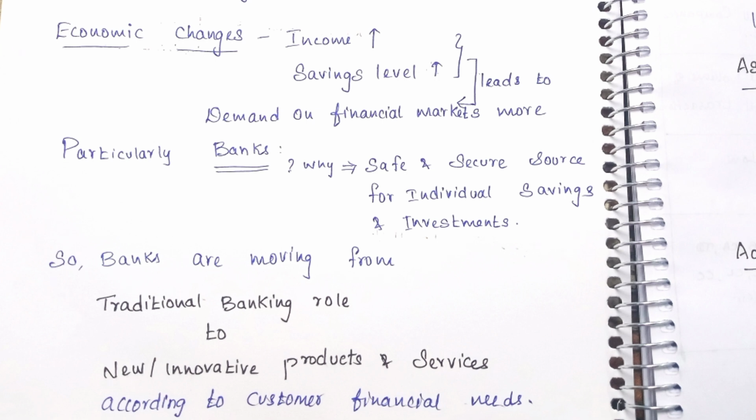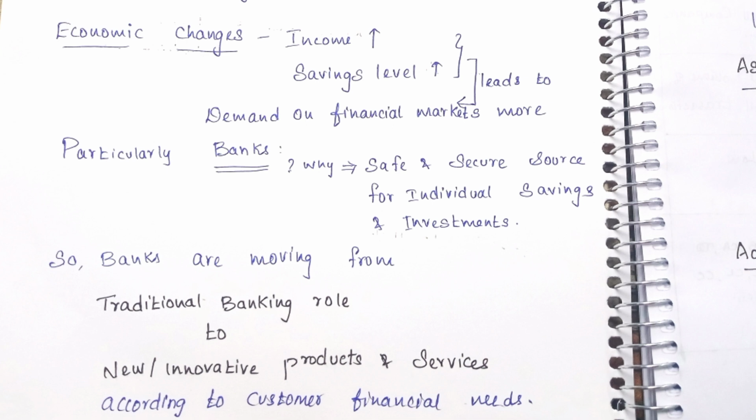Let us first take a situation. If an individual's income is increased, you know what will be his first demand? He will want a financial market where he can save his amount or invest his amount to make it multiply. Okay, so the first time he will think about a bank. Do you know why the bank is the first thought, other than mutual funds or other options? There are many options like bonds, right? Because banks are the safest and most secure source for any individual for savings and investment, right?